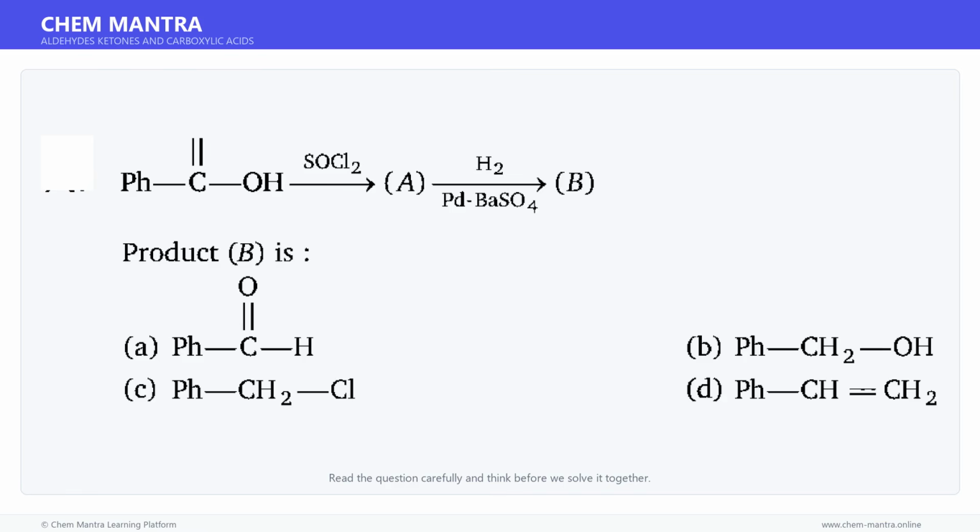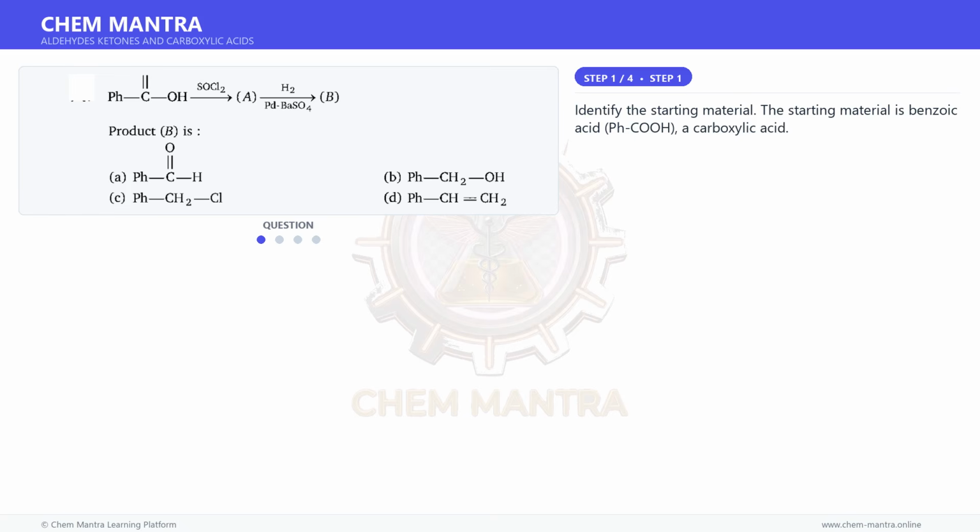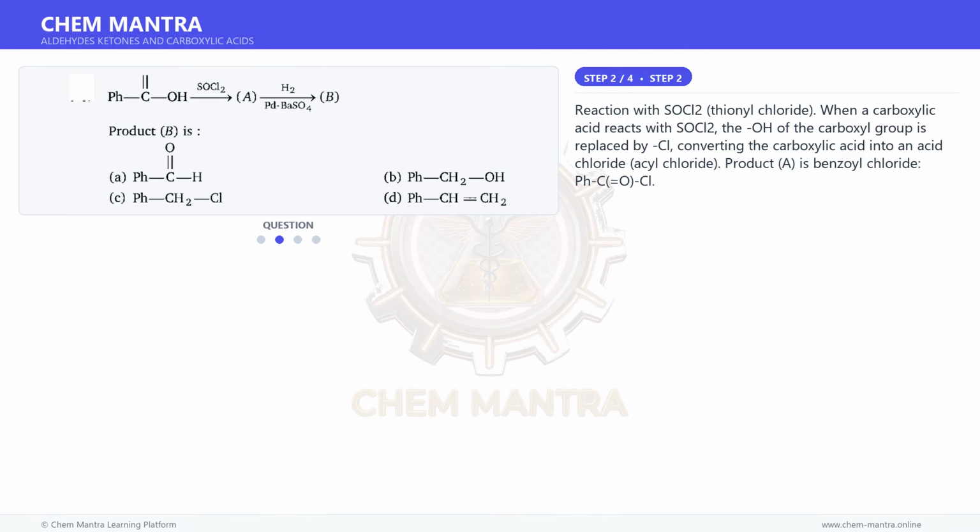Here is a question. Read it carefully and think about the answer. Let us solve it step by step. Let us begin solving this step by step. Identify the starting material. The starting material is benzoic acid, Ph-COOH, a carboxylic acid. Moving on to the next step.